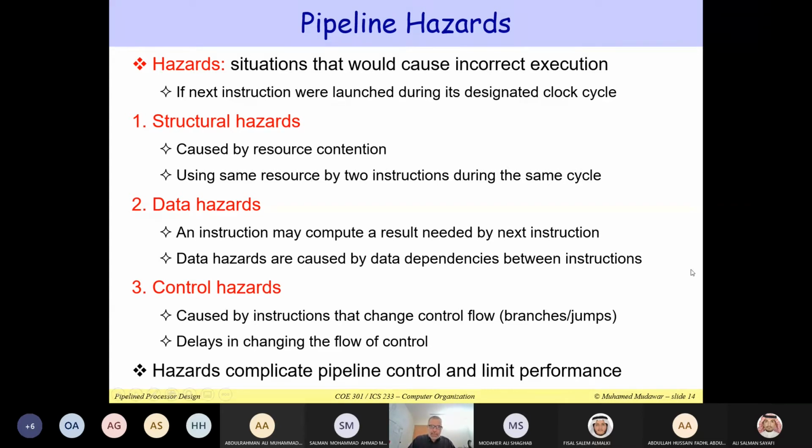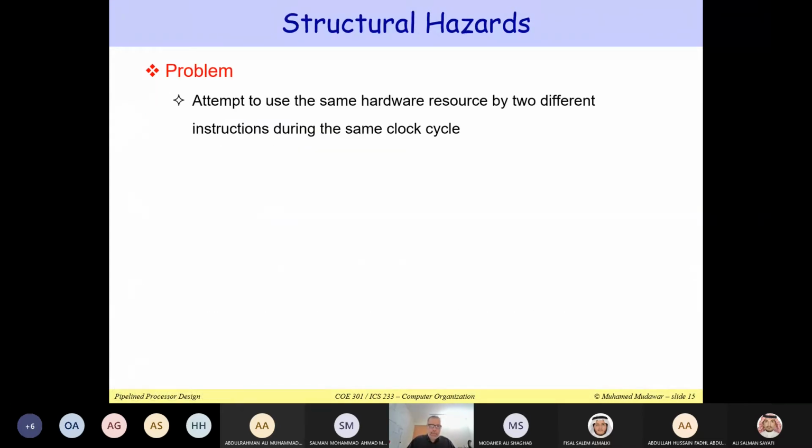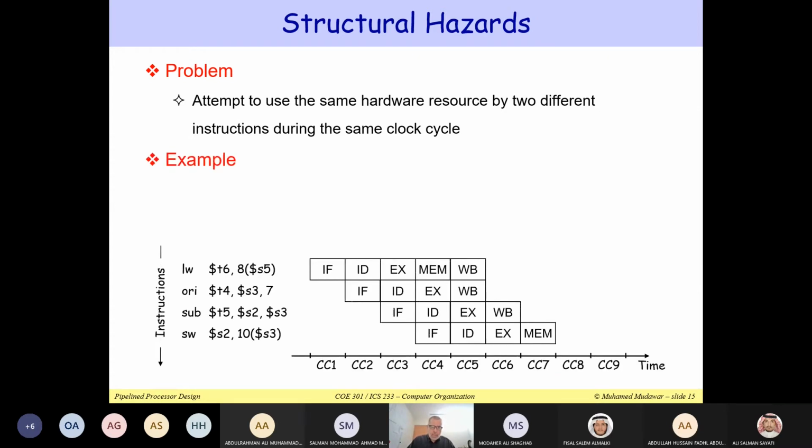We have seen the structural hazard last time. This is a situation in which two different instructions are trying to access the same hardware resource at the same time. So I have the load instruction. The load instruction will go through the 5 stages of the pipeline: fetch, decode, execute. Now it needs the memory stage because it has to load from the data memory, and then write back. Once we have the data, it can be written back into the register file.